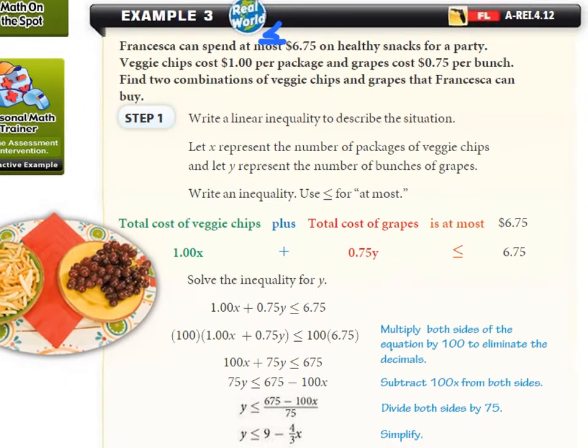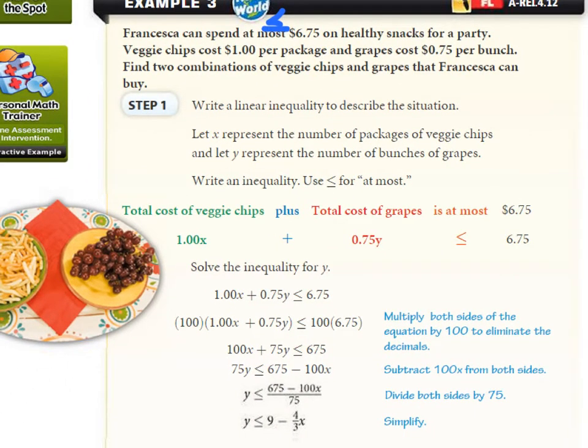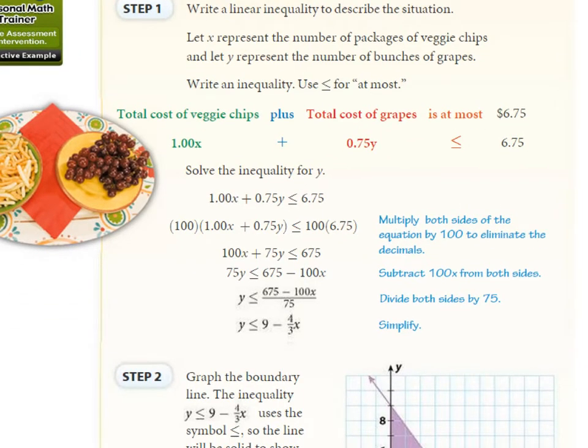So if you look, they're writing it for you. We have that each package of veggie chips is $1. Each bunch of grapes is 75 cents. And we know we can't go above $6.75. Now, one thing they did that's up to you if you want to do that or not is they decided to get rid of the decimals.